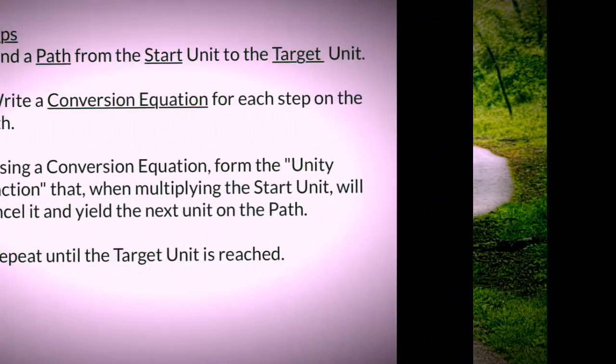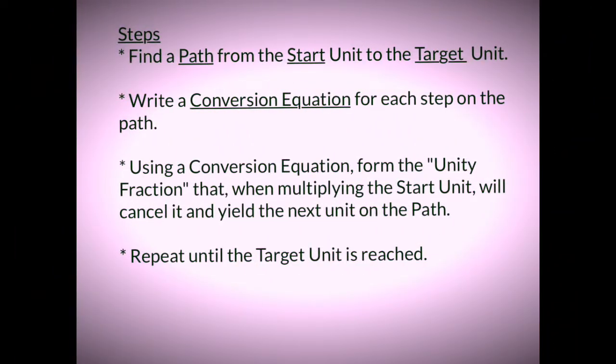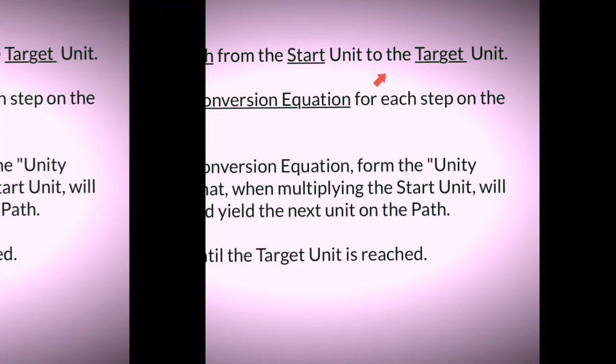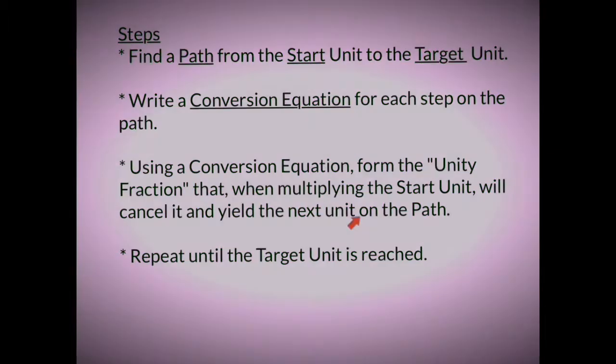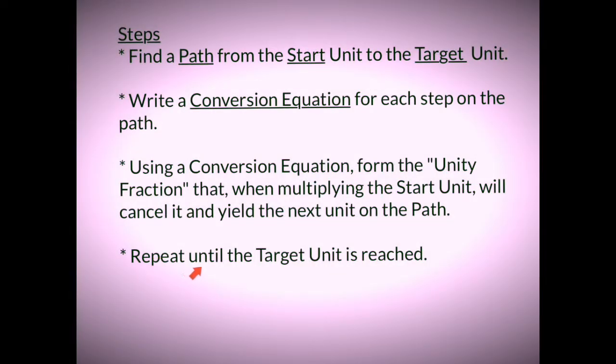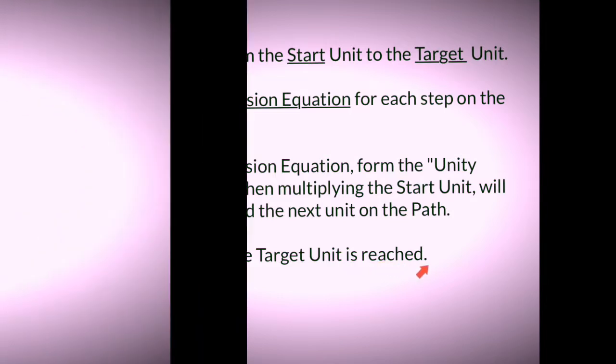Let's examine the steps. Here are the steps. The first thing you do is find a path from the start unit to the target unit. For each step on the path, write a conversion equation. Using a conversion equation, form the unity fraction that will, when multiplying the start unit, cancel it and yield the next unit along the path. Repeat this process until the target unit is reached.